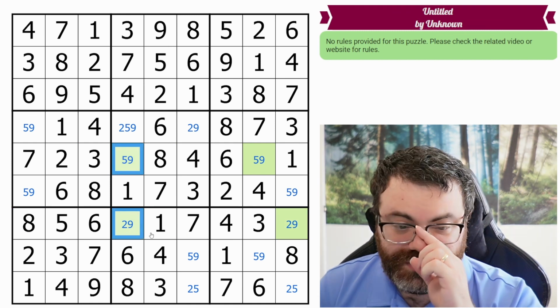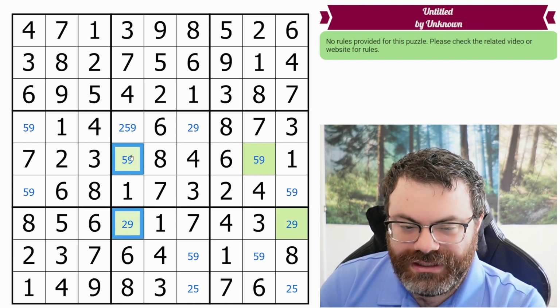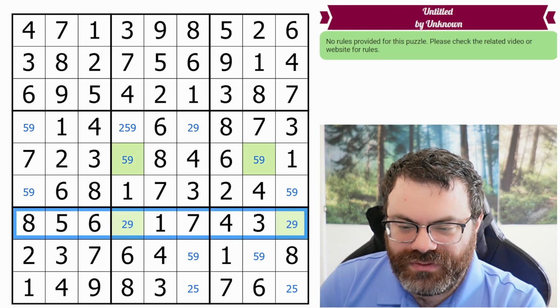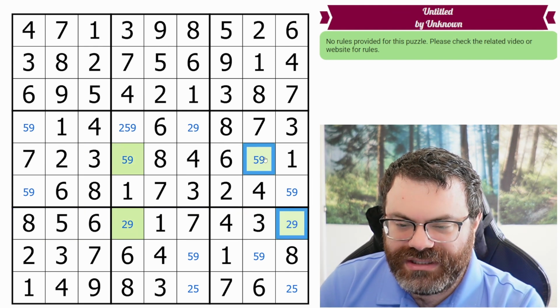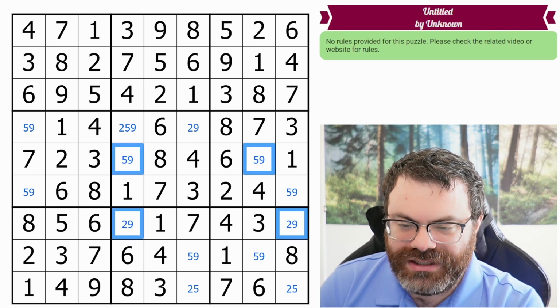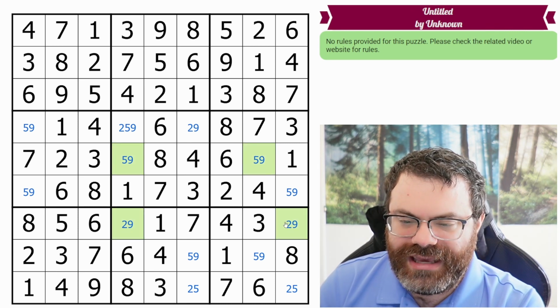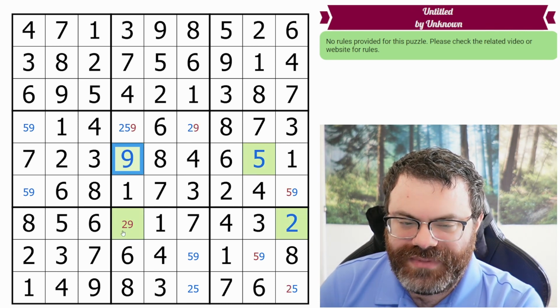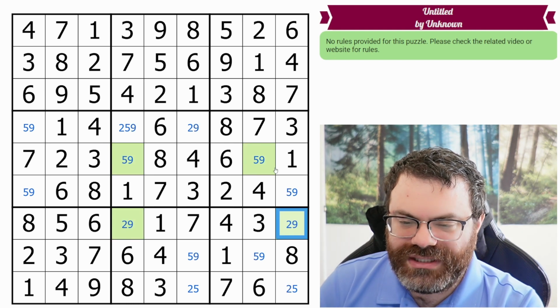It's very similar to a two-string kite here. These can't both be 9. And so one of these rows will have a 9 either here or here. One of these at least will be 9. Now they could both be 9, I think, in this case, but at least one of them will be 9. I can't do 2, 5, because that makes both of these 9, right? So one of these will be 9.